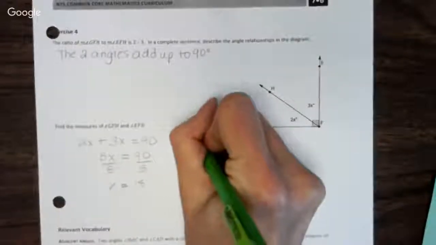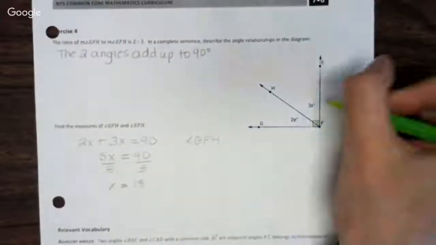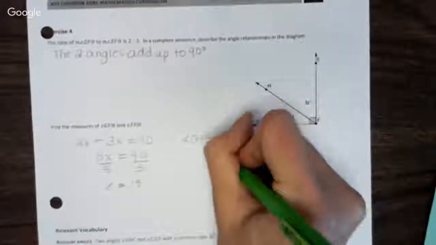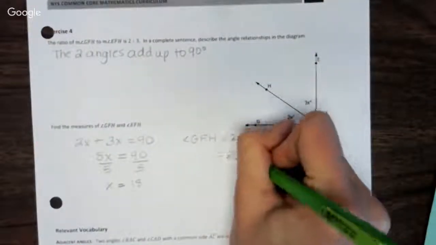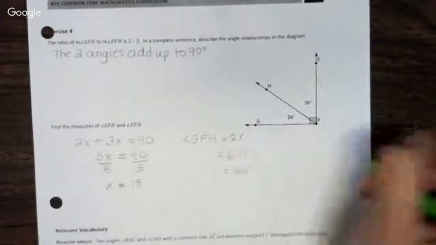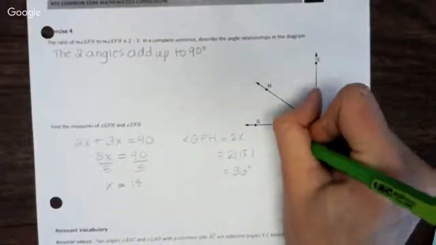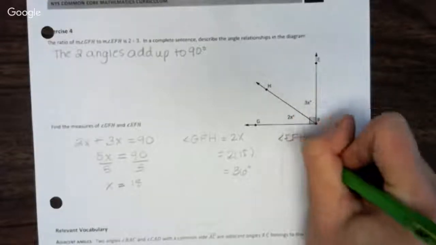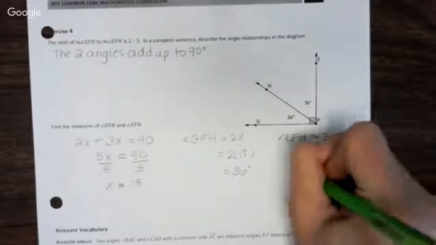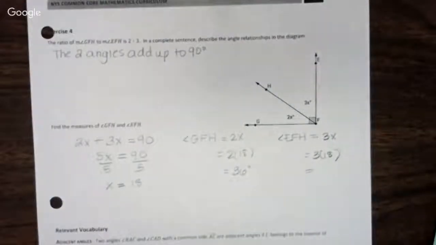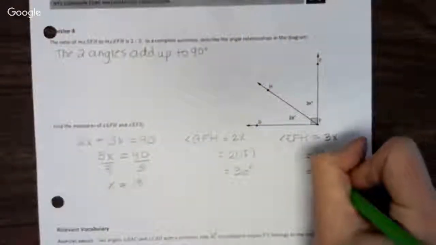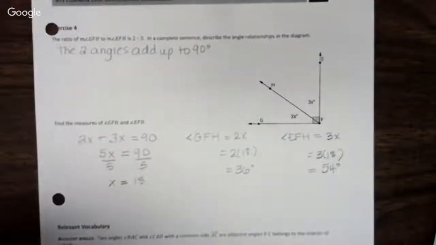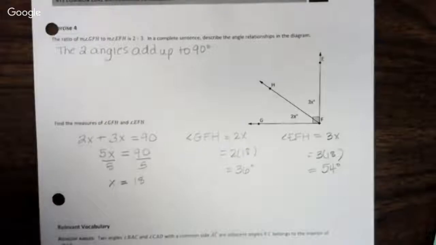Now, question says find GFH. So GFH is 2x. 2 times 18 gives us 36 degrees. Angle EFH is 3x. So 3 times 18, because 18 is your x value, is 54 degrees. Now, if you just do a quick mental check, 36 plus 54 should add up to 90 degrees, which is what you were telling me before.